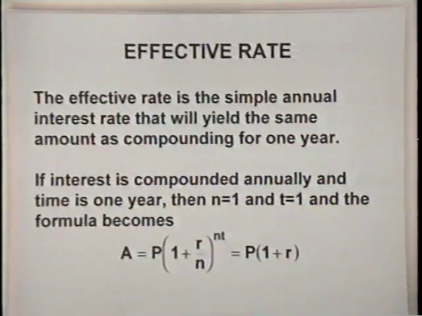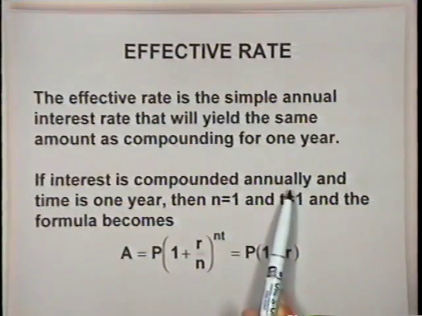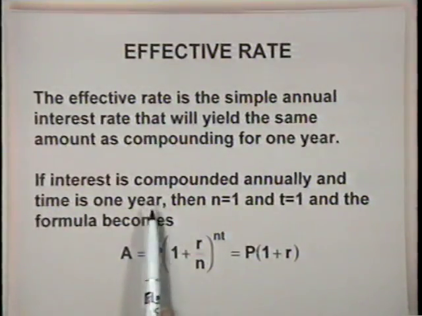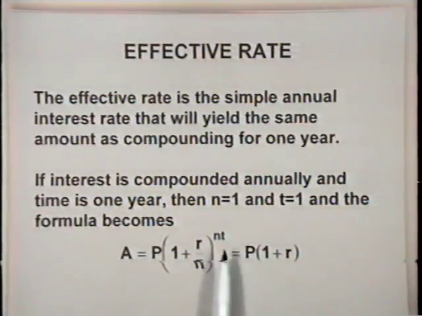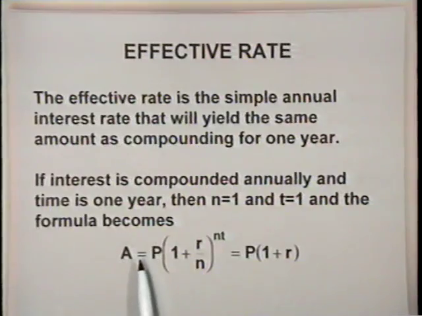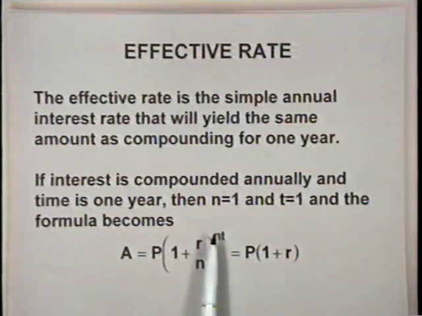And the effective rate is the rate for that one simple compounding that would give the same amount of money as our compounding rate would give. Now, I've put a note here. If interest is compounded annually and time is 1 year, then n is 1 and t is 1. So if you go back to this formula, if n is 1 and t is 1, then our formula simply becomes A equals P times 1 plus r over 1. Well, r over 1 is just r, and 1 times 1 is just 1, and we don't need to write that exponent. So we have this simple formula right here.